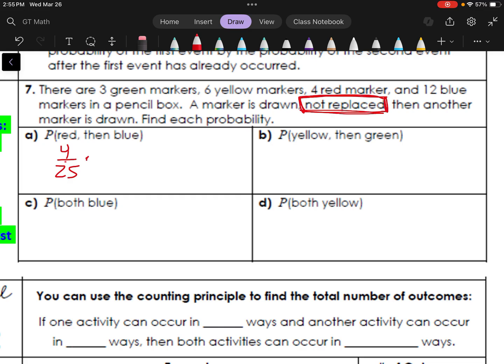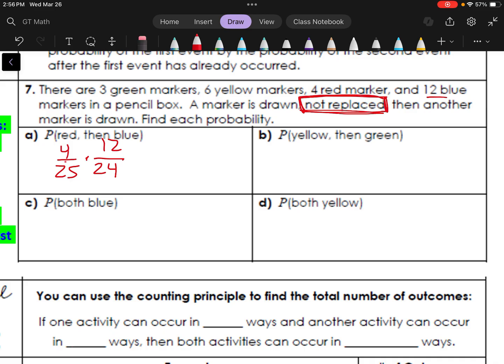But since we're not replacing it, when I then decide to select the blue, there's now only 24 markers left, and there are still 12 blues. So you can see how the probability changes. Now, obviously, you multiply those two fractions and simplify.